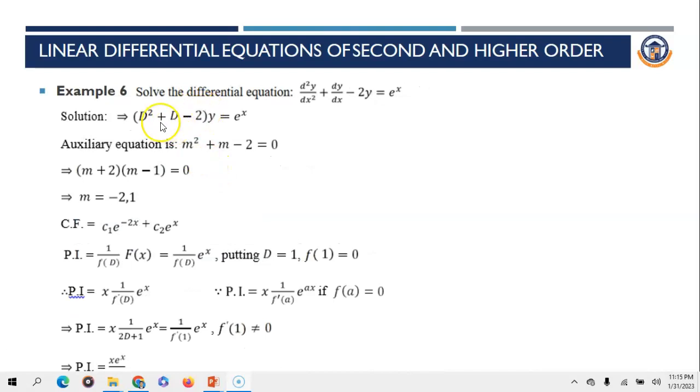It's a problem: (D square plus D minus 2) into y is equal to e power x. Write the auxiliary equation; roots are 1, minus 2. For the particular integral, you can see the denominator is 0. Denominator 0 means we multiply by x and divide by D square plus D minus 2 differentiated with respect to D. So finally we are getting this particular integral: x e power x divided by 3.